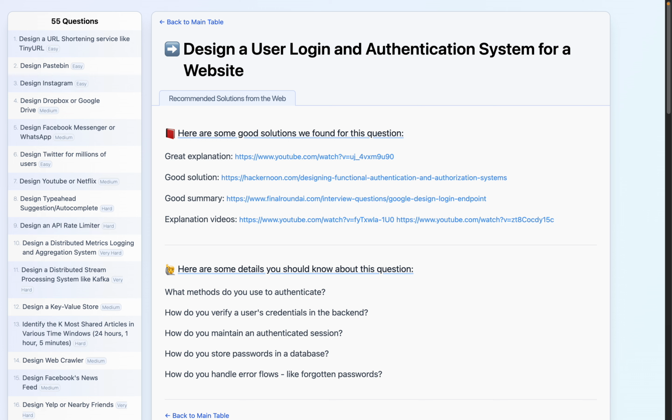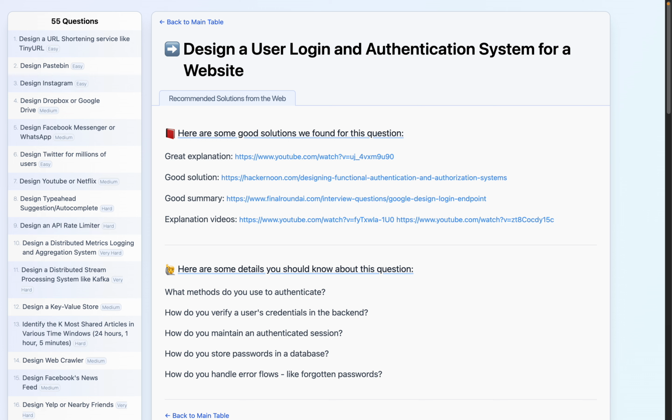Let us estimate a few key metrics. First, let us estimate the traffic. So we're going to say that we are going to have an average of 100,000 users per month. That would be about 1 request per second of authentication.